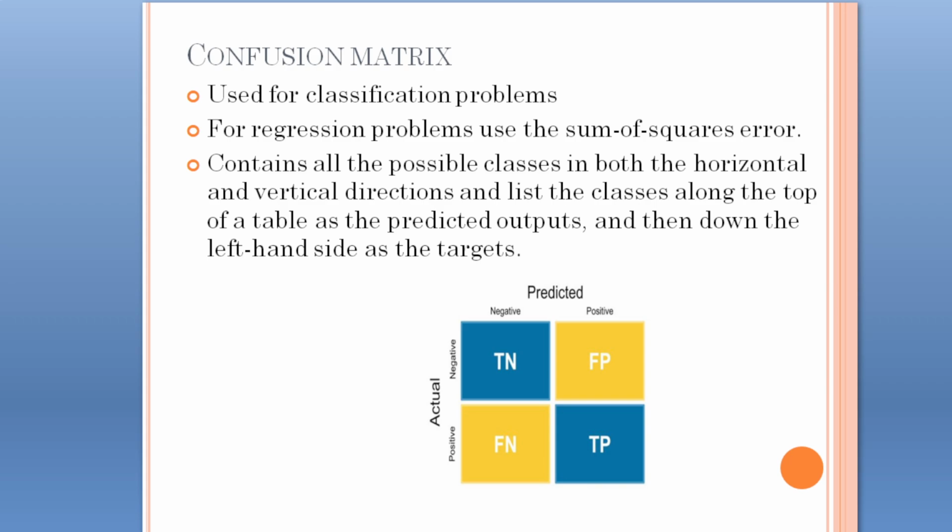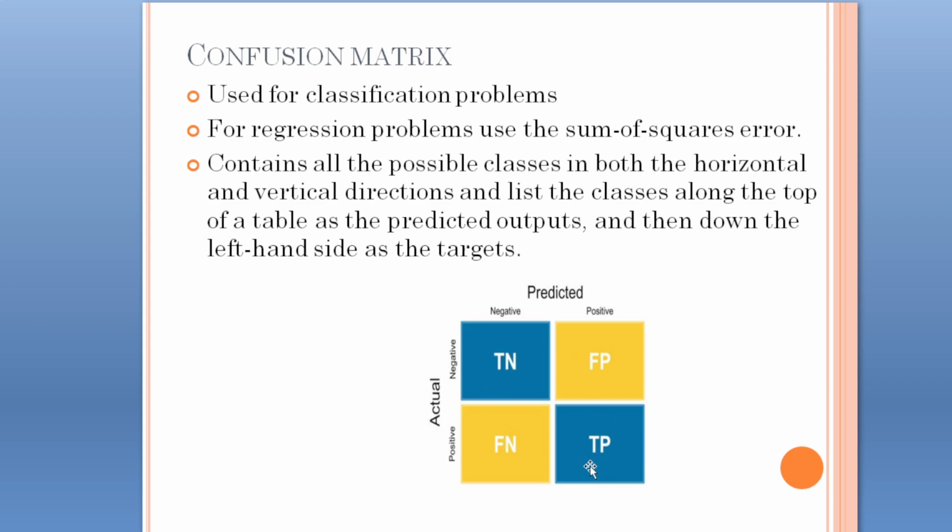A confusion matrix contains all the possible classes in both horizontal and vertical directions. As you can see, we have two different classes, negative and positive, if it is a binary problem. So they are written in horizontal as well as in vertical directions. And the list of classes along the top of the table is the predicted output. So here these classes are labeled as predicted classes, and here on the left hand side, as you can see, they are written as actual classes, or we can also say the targets.